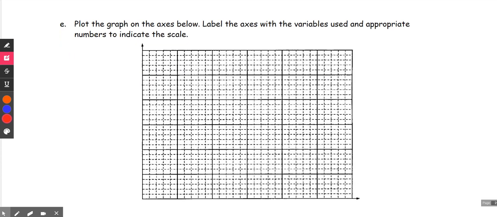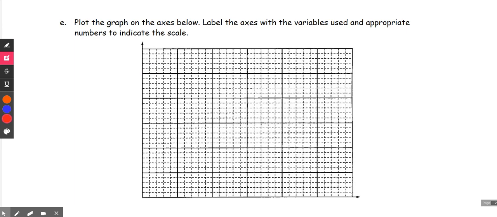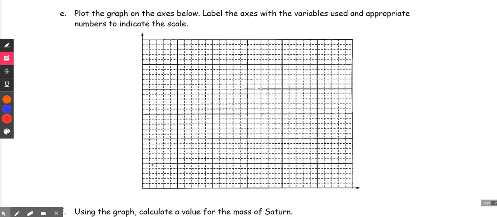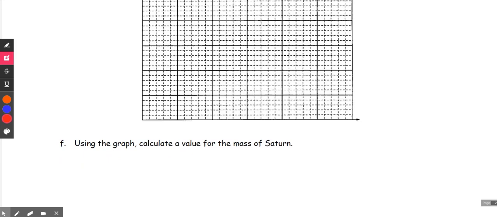Plot the graph on the axes below and label the axes with the variables and use appropriate numbers to indicate the scale. Okay, so you don't have to put a whole bunch of detail in here, just enough that they can get the idea. And please know this is a time test, so accuracy is not of the utmost importance. It's communicating that you know what you're doing to make this graph and pull the slope off of here. So don't be so worried about accuracy. You want to communicate how to find it.